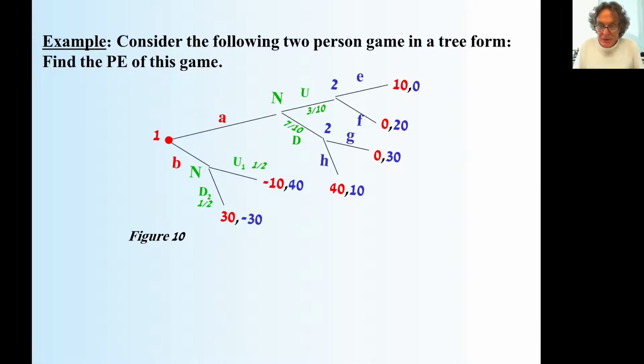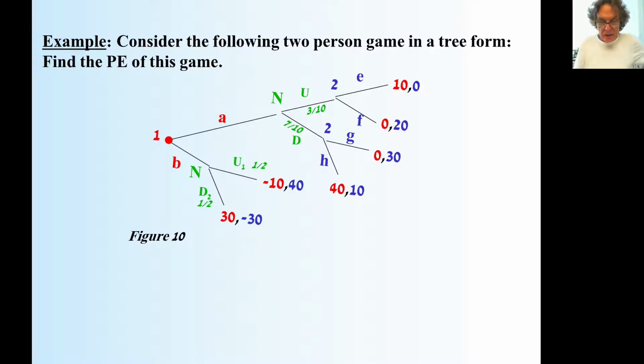Next, and this is a little bit more complicated example, consider the following 2-person game in a tree form and find the perfect equilibrium of this game. PE, perfect equilibrium. So look, I need to go backwards. First of all, let me describe the game.